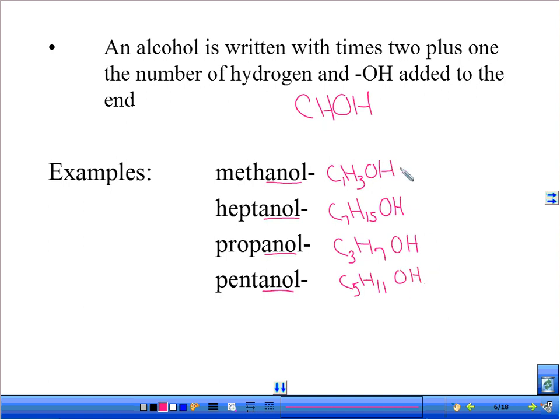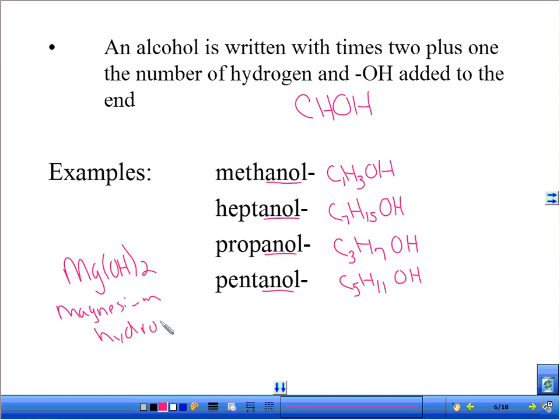So you're going to be able to tell the alcohols because they're always going to start with C and end with OH. So they're always a CHOH formula. Now, if we had something like Mg(OH)2, that's not an alcohol. This is magnesium hydroxide.